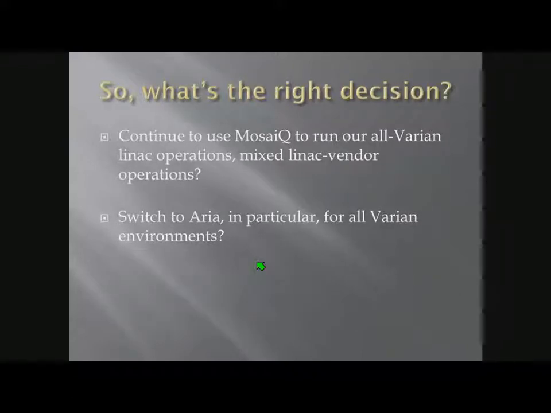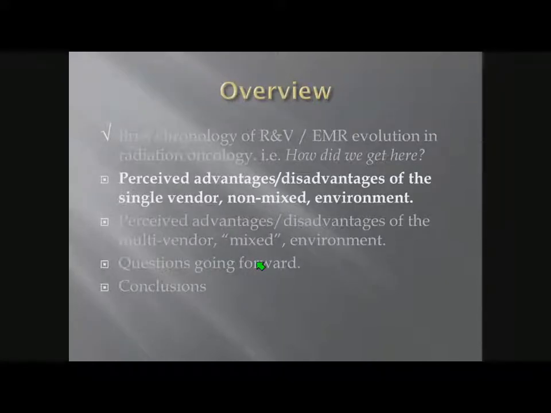In case you're wondering what the right decision is: continue to use Mosaiq to run all-Varian LINAC operations or mixed LINAC vendor operations, or switch to Aria. I don't know the answer to that question. Hopefully we'll shed a little light on some pros and cons on both sides of that coin, and I'll pose some questions that should help shape our decision making. But obviously there's not a single right answer, and it will be shaped by nuances unique to each of your environments. So that's a quick chronology.